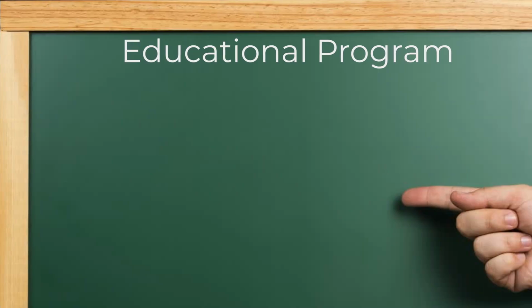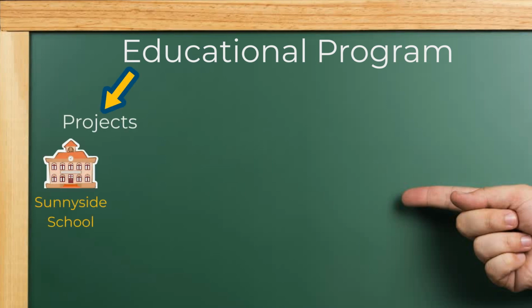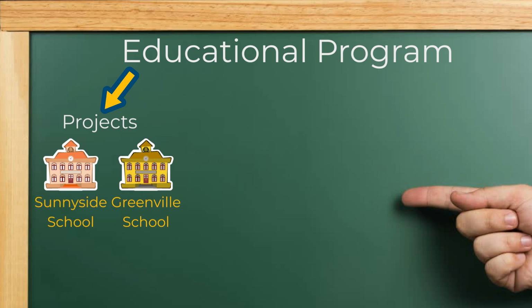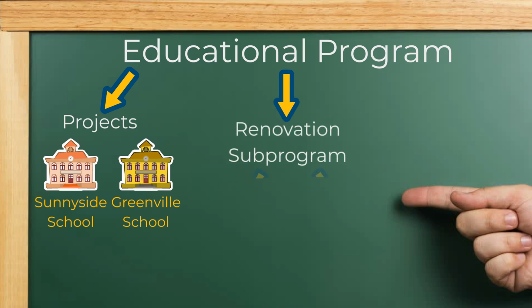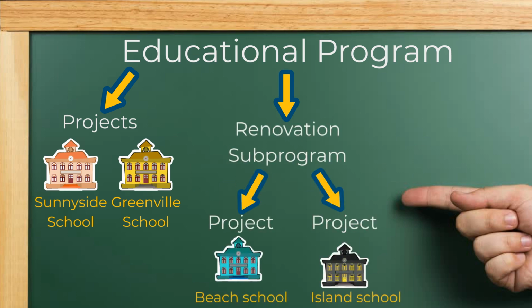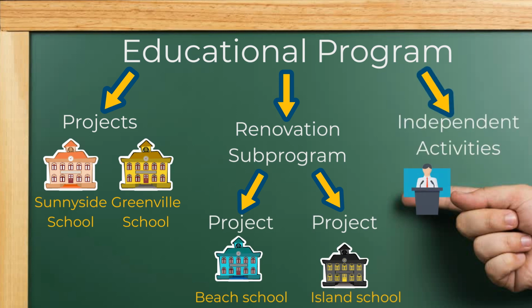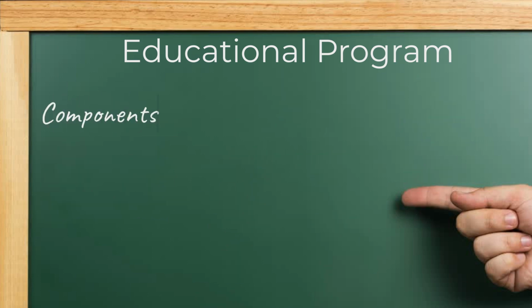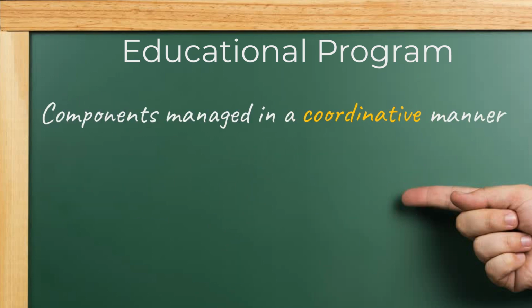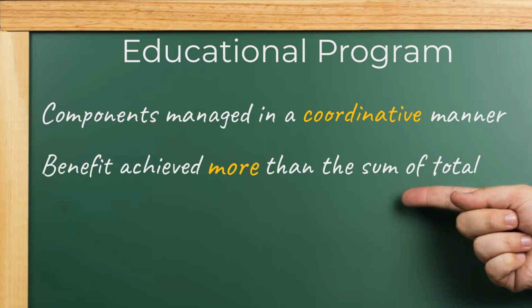A program does not only consist of projects such as the construction of a new school in Sunnyside neighborhood or a new school in Greenville neighborhood, but also, it can consist of subsidiary programs or subprograms, such as the renovation subprogram, which in turn is comprised of projects. Sometimes independent activities that are not part of any project can be a part of a program, like press conferences, school visits, etc. It is a program, as long as the components are managed in a coordinated manner by one manager, to achieve a goal that cannot be achieved if these components were managed separately.